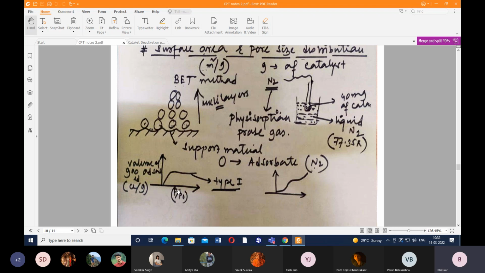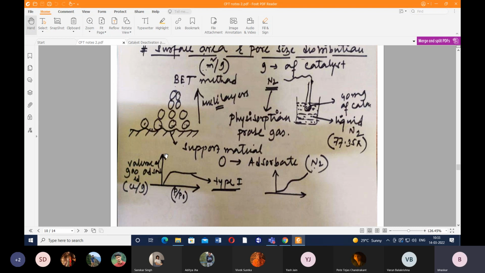So along the x-axis we are plotting the relative pressure. That means a ratio between P and P naught. So P is the system pressure that ranges between 0 and 760 millimeter of Hg. P naught is basically the saturation vapor pressure, that means 760 millimeter Hg. So the P by P naught has got a range between 0 and 1. It is unitless since it's a ratio of two pressures, right? So millimeter of Hg, millimeter of Hg, they cancel out each other. So it doesn't have any unit.